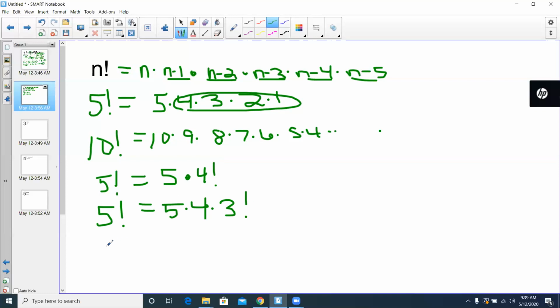So you may have, say, the number 13 factorial. Well, 13 factorial is the same thing as 13 times 12 factorial. So those are just some things I want you guys to keep in mind when we go into solving some of this other stuff.